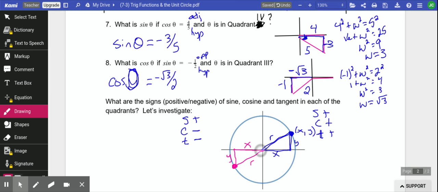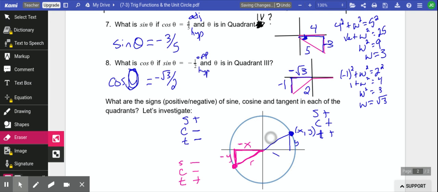Now, in the third quadrant, you've gone left, so that x value is negative, and down, that y value is negative. So when you do the sine, opposite over hypotenuse, that's going to be a negative. When you do the cosine, adjacent over hypotenuse, that's going to be a negative. And when you do the tangent, opposite over adjacent, those are both negative, which makes it positive. All right, one more quadrant, and then we'll look at a pattern out of this.